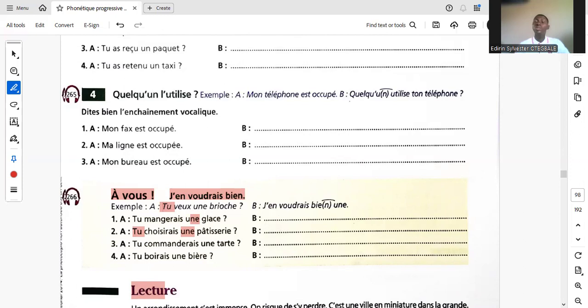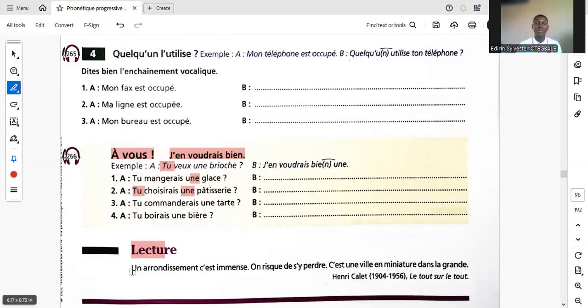So in all these examples, you see that the une is very clear and the un has been so explicit. Look at these few statements. Un arrondissement, c'est immense. On risque de s'y perdre. C'est une ville en miniature de la grande. So you want to go back and look at the grapheme, master the combination of letters. They will help you to pronounce properly in French.